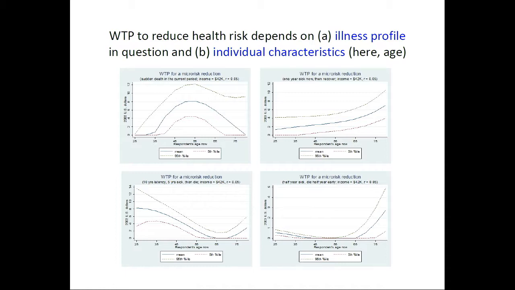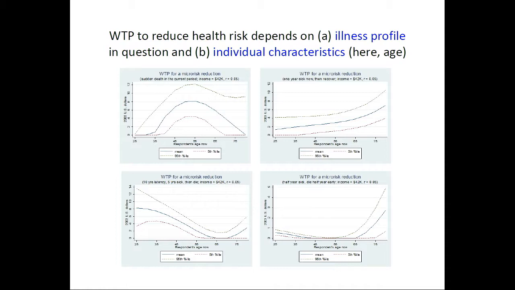But lots of other illness profiles are possible. On the upper right there, we have 1 year sick, now 2 years, whatever, I can't read my own slides. Okay, there's a different illness profile for the future, and it has a very different age profile of willingness to pay. This one on the lower left, I can see 10 years sick, 10 years latency, 5 years sick, then die. Well, that's something that could happen to you that isn't sudden death now. Very different profile of what people are willing to pay.